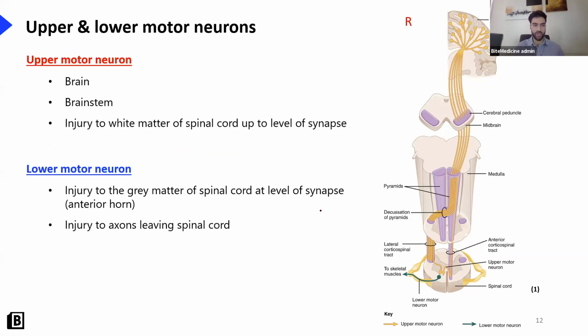As we said, the upper motor neuron consists of the brain and the brain stem and the spinal cord upper motor neurons. The lower motor neuron consists of the synapse at the anterior horn and the actual axons leaving the anterior horn. So this green segment here, that is the lower motor neuron. Everything in yellow is the upper motor neuron.